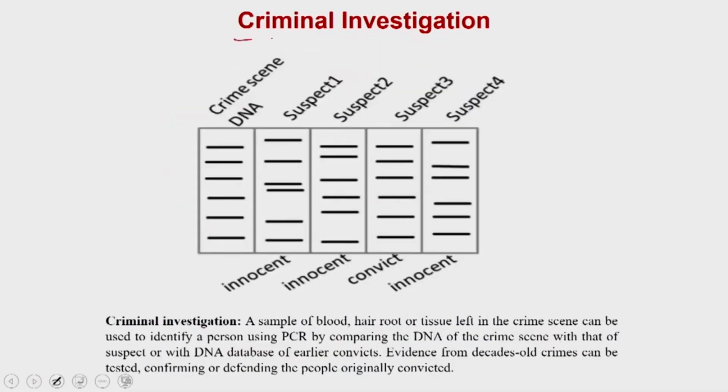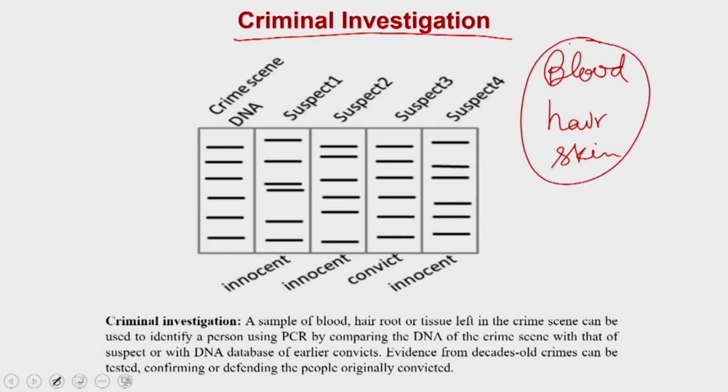Then PCR is a very powerful technique for criminal investigations. In criminal investigations, you have blood, hair or skin samples from the site of the crime, and from any of these sources you will get cells, which means you will get the DNA. Once you get the DNA, you can do PCR amplification and generate a particular type of pattern. So, from the crime scene you got the DNA which is giving a pattern like this.